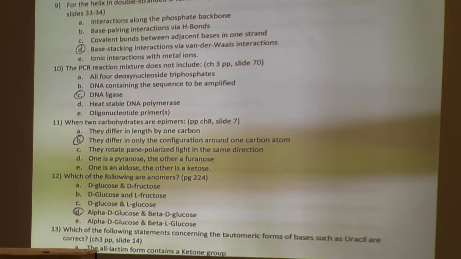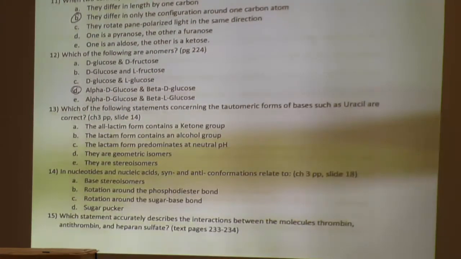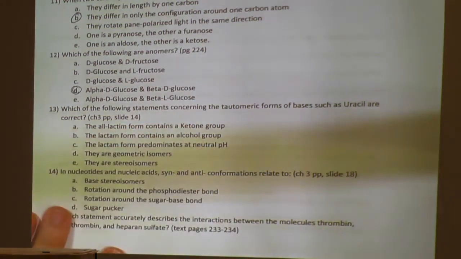Which of the following statements concerning the tautomeric form of bases such as uracil are correct? C? It is C. At neutral pH, the lactam form predominates.